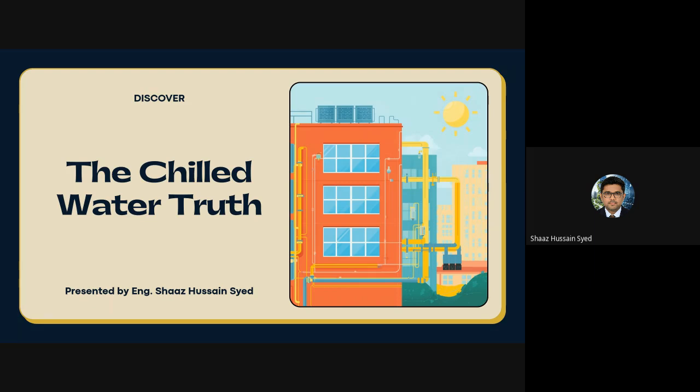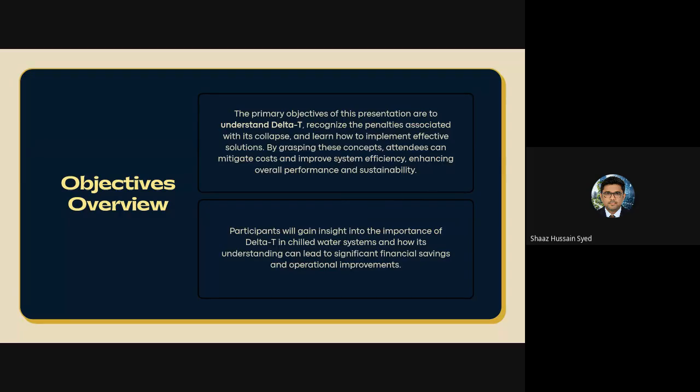So let us explore the subject, and I'll try to explain this in as simple as possible, and I don't want to confuse everyone. So the objective of the session is to make you understand what delta T means, and why there are two types of delta T. So what are these two types of delta T?